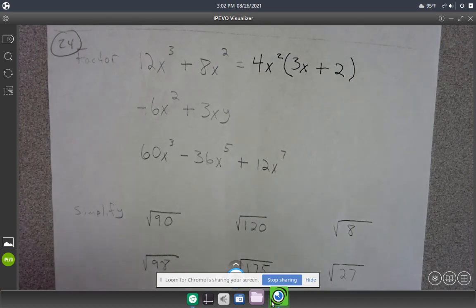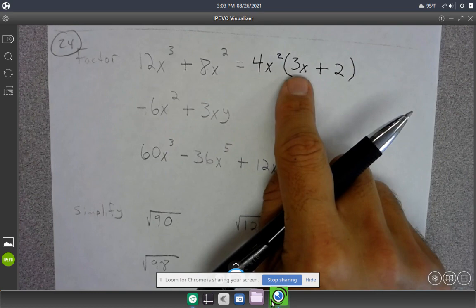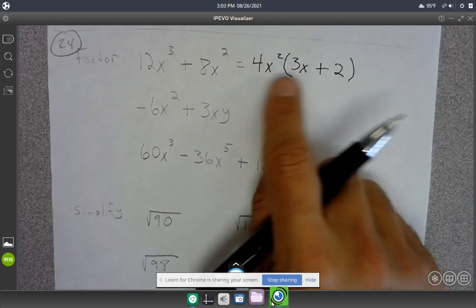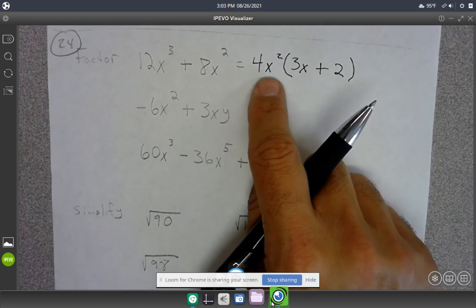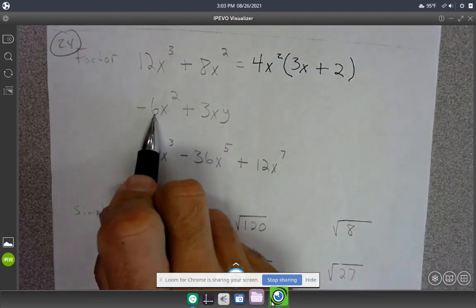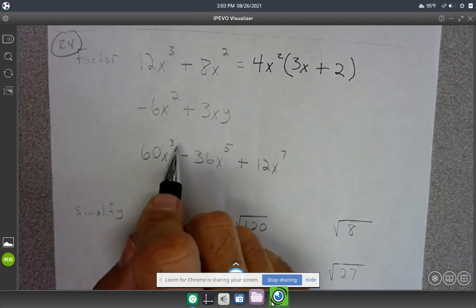All right, at the end, if you want to somehow check here, the idea is that 3x and the 2, they don't have anything else in common. So that does mean that we factored out the greatest common factor. Right. On this one, they have a 3 in common.